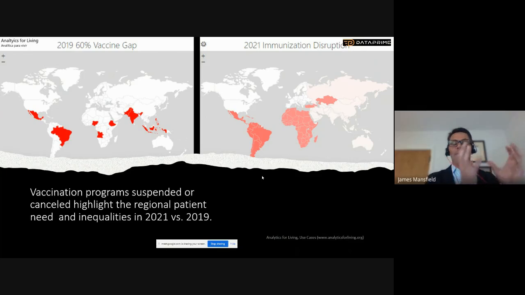Where do the 20 million fall? Where do the patients fall? Roughly, it's in about 10 countries. 60% of the vaccine gap is in these 10 countries in the red on the left, right? So if you think about that, in 2019, here's where you'd want to target, right?